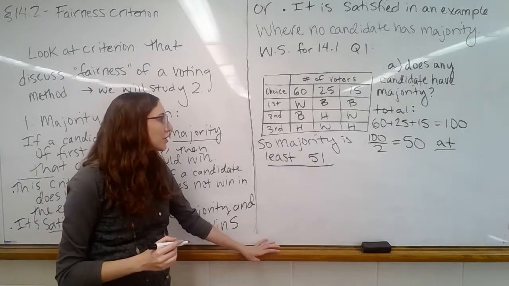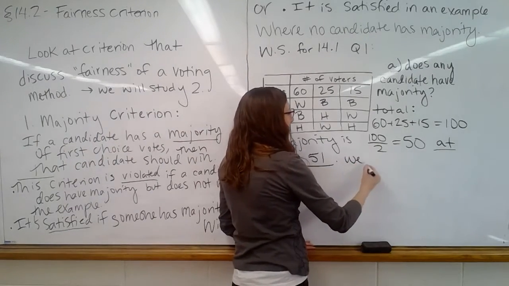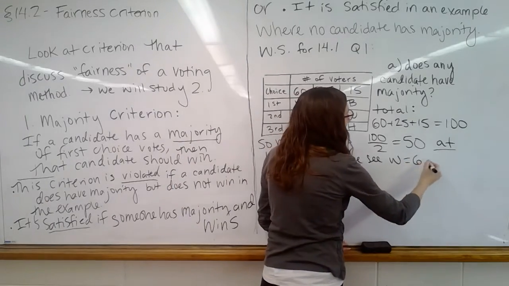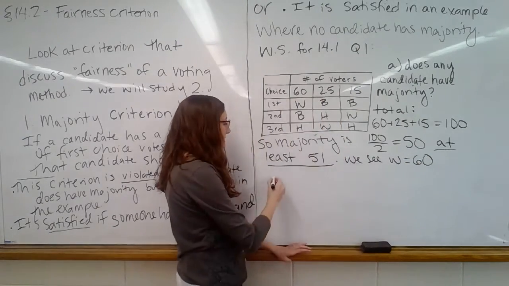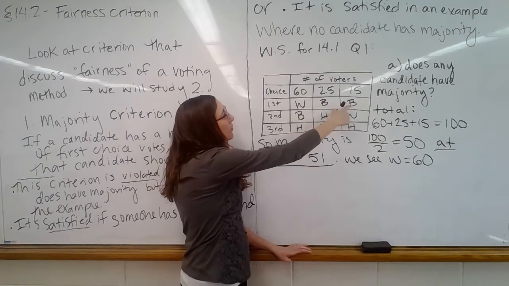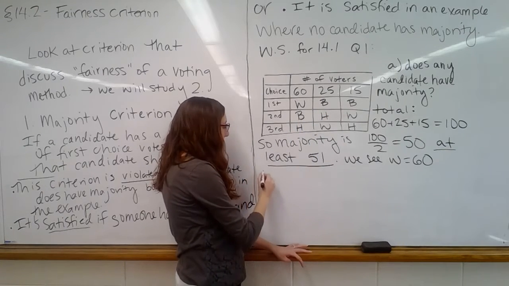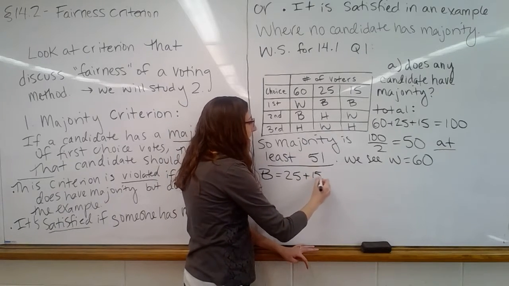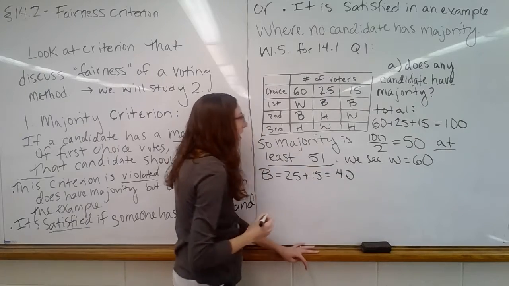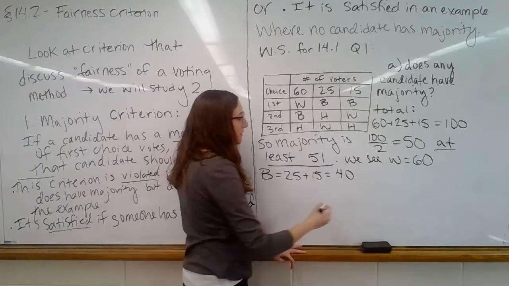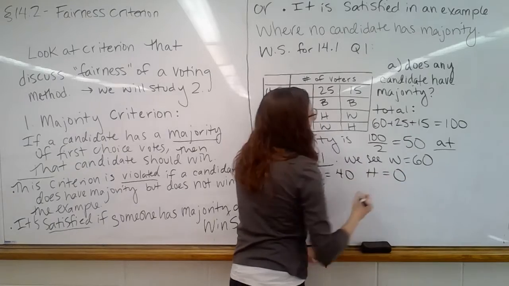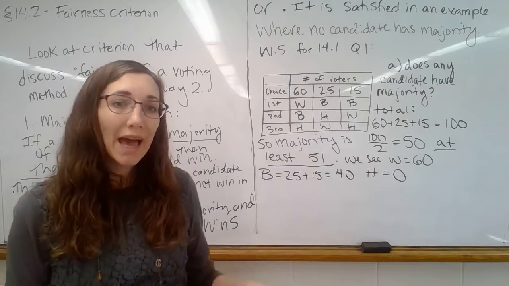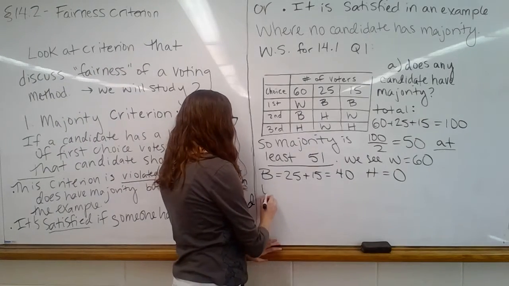Well, taking a look at first choice votes, we can see that Western actually has 60. We could just stop there. Let's just finish them for the sake of being thorough. The other one on the top is B, so bacon, has 25 and another 15, which is 40. And then ham is not listed first on any of the ballots. So ham has 0 first choice votes. So does anyone have majority? The answer would be yes. Western has majority.